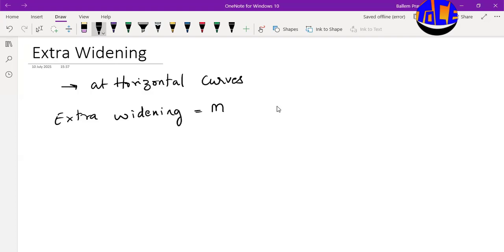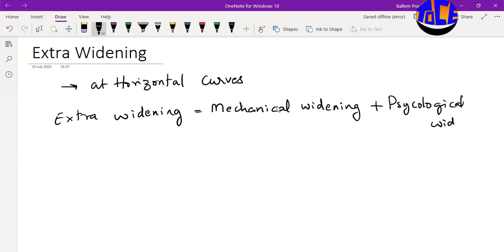Extra widening is a combination of mechanical widening plus psychological widening. That means we are providing the widening, or the extra width, because of a mechanical reason and a psychological reason. So let us see how much extra width we will provide for the mechanical reason, and why we provide it.